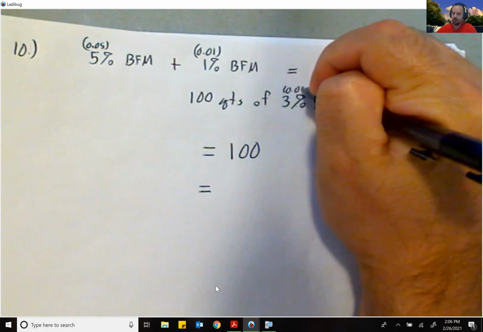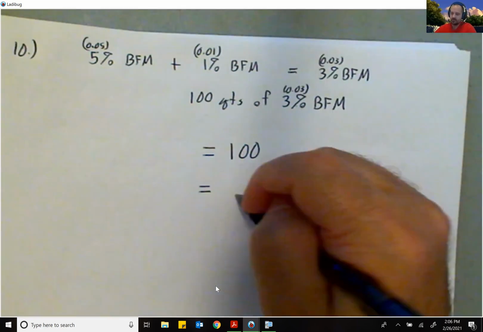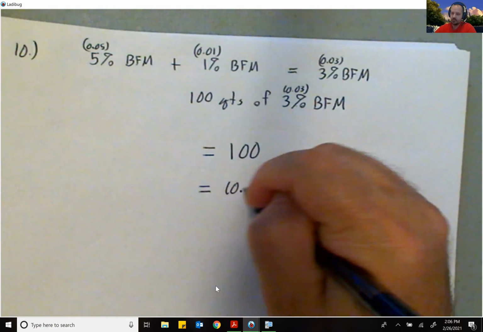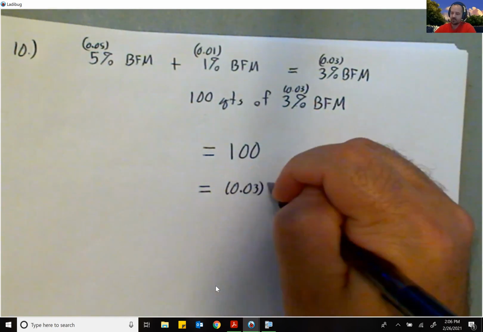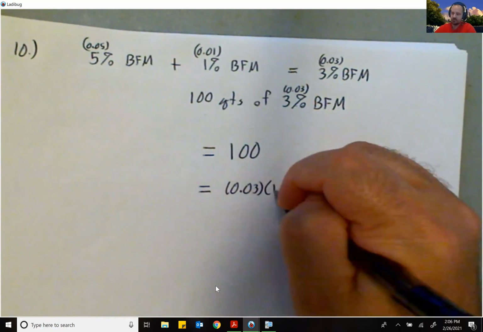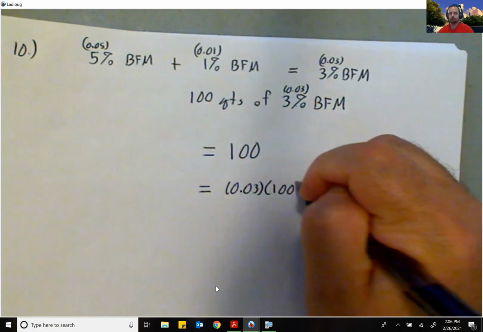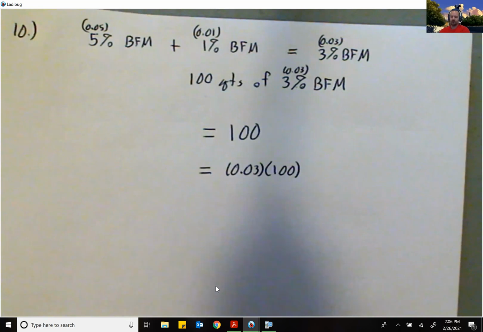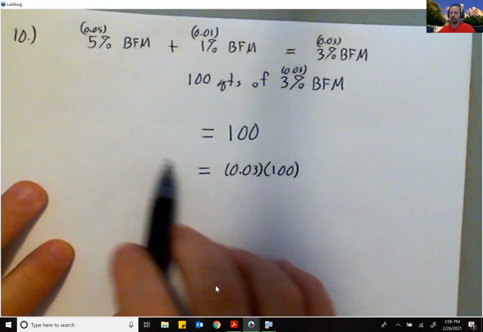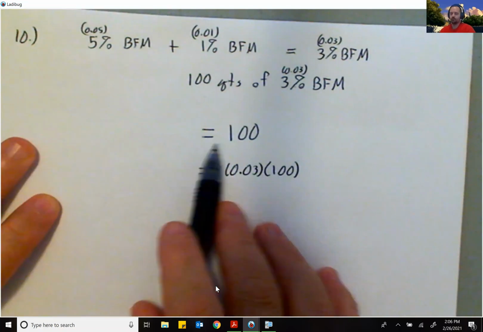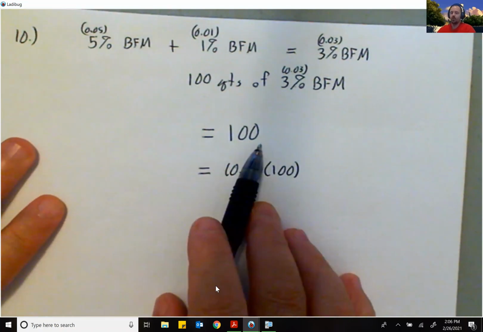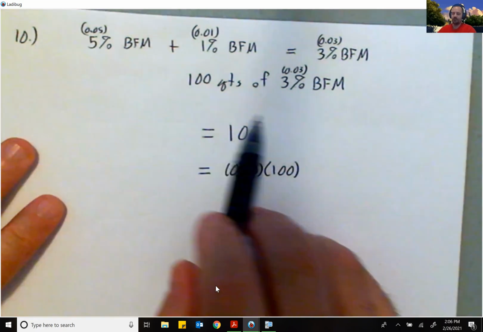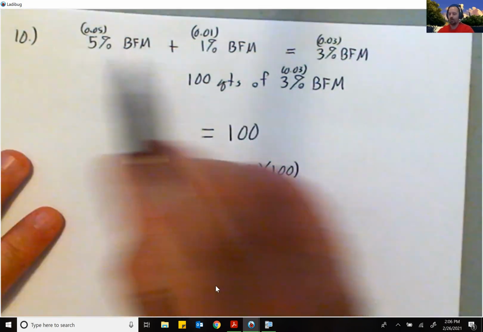So this other total is the 3% times the 100. That's how we get the other total, because it's a mixture. So let's talk about what's going on. What kind of labels do we want to use? Because we've got 5% and we've got 1%.